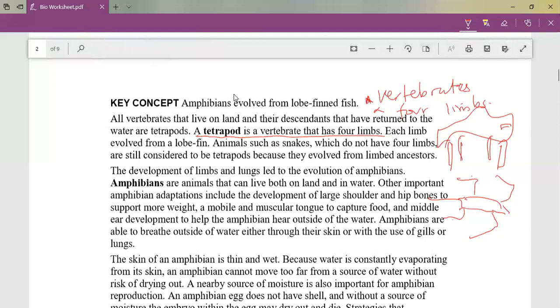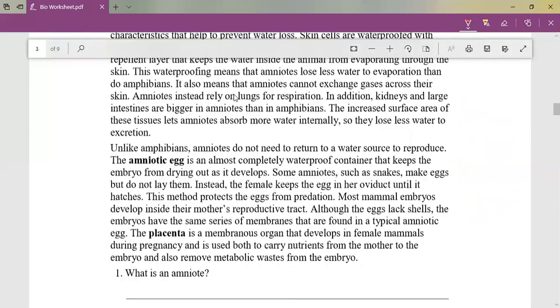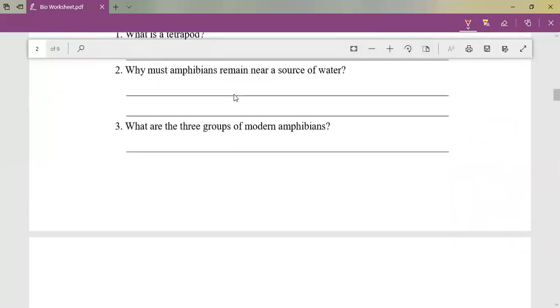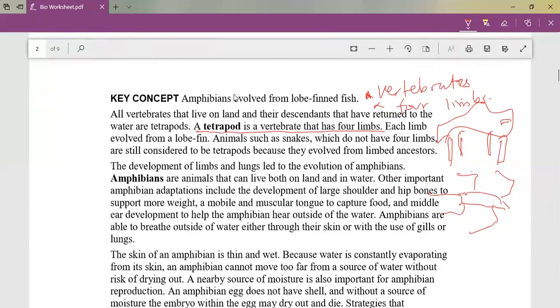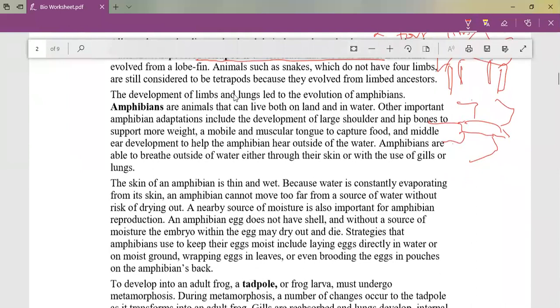Why? Because the scientists believe they evolved from the what? From the limbed ancestors. They're not limbed actually, but they evolved from the what? From the limbed ancestors. Is that understood? So, amphibians.